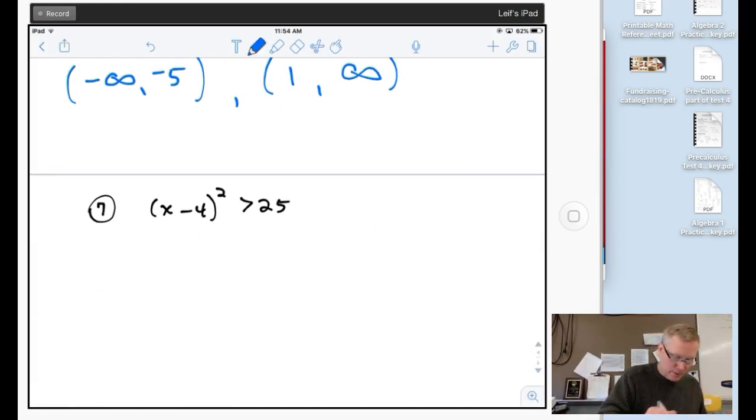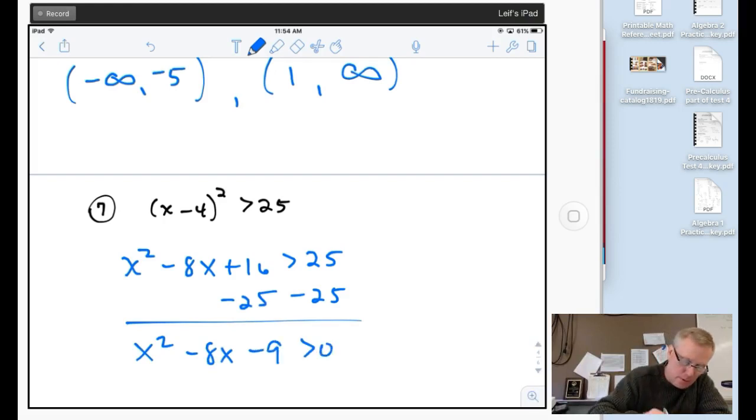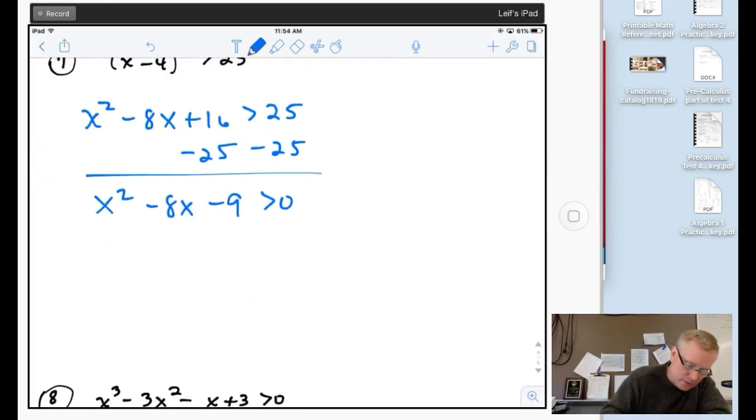All right, this one. So if I'm doing this one out, I'm going to have to FOIL this out. I want to get that 25 out of there. If it was greater than 0, it would be easy. Okay, but if I FOIL this out, I get x squared minus 8x plus 16 is greater than 25. Now I subtract 25, and I get x squared minus 8x, and 16 minus 25 is minus 9. All right, there we go. Now I'm ready to factor and get this going.